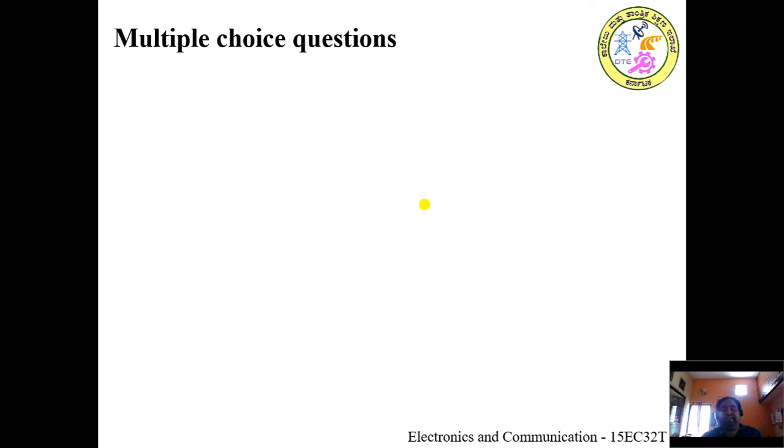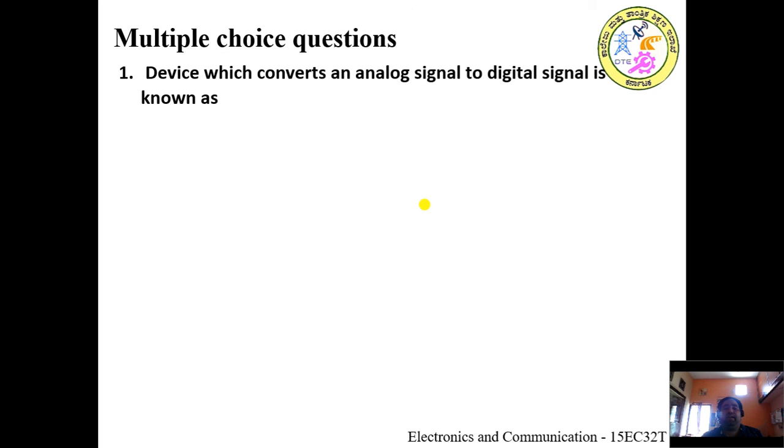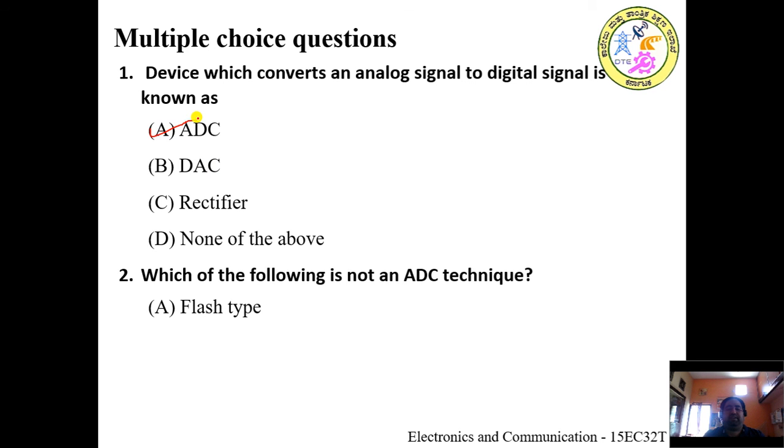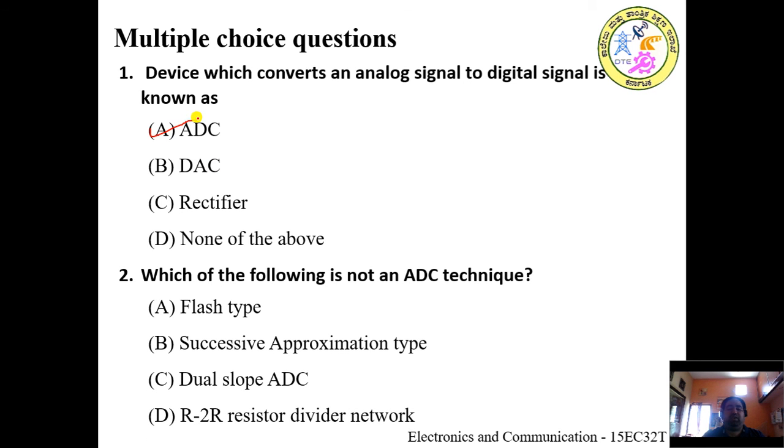Now let us discuss some multiple choice questions on this topic. The first one: the device which converts an analog signal to digital signal is known as ADC, DAC, rectifier, none of the above. Obviously the answer is ADC. Second question: which of the following is not an ADC technique? Flash type of ADC, successive approximation type of ADC, dual slope ADC, and R2R resistor divider network. Obviously the answer will be the fourth one, R2R resistor divider network, as it is a kind of DAC technique.